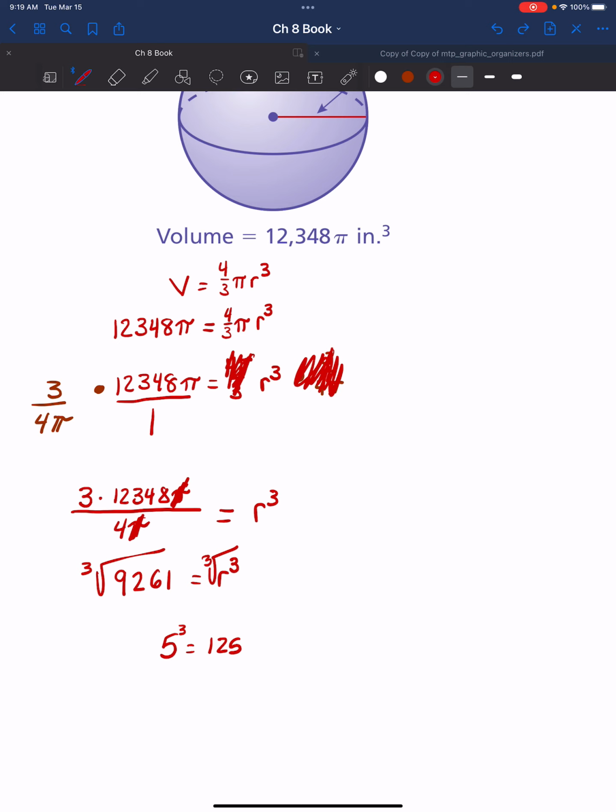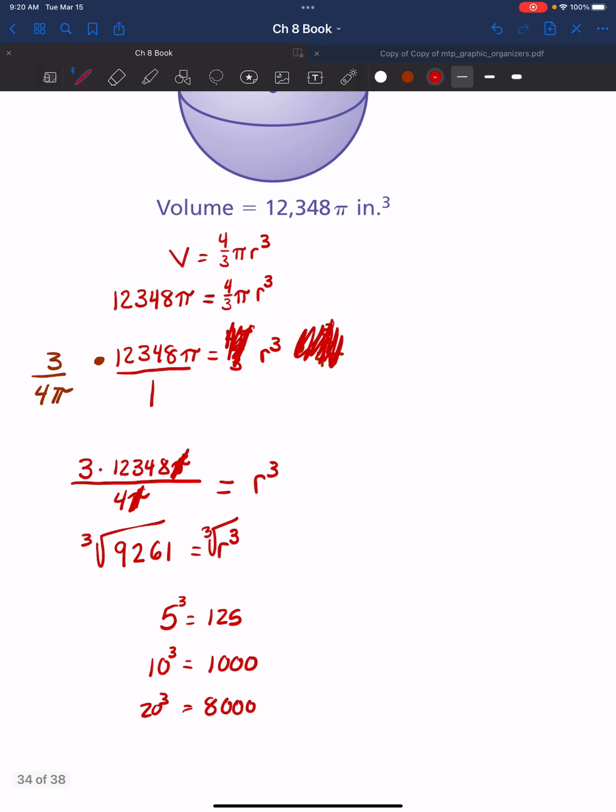I'm going to try, I know what 10 cubed is. 10 cubed is 1,000. So I need to go higher than 10. Let's try 20 cubed. 20 to the third is 8,000. So I need to go a little higher than that. 21 to the third, and I did that in my calculator just now. I got 9,261. I found it.